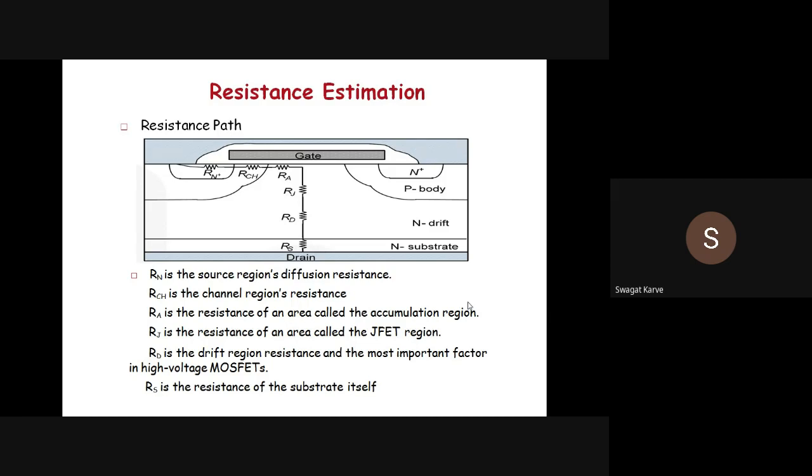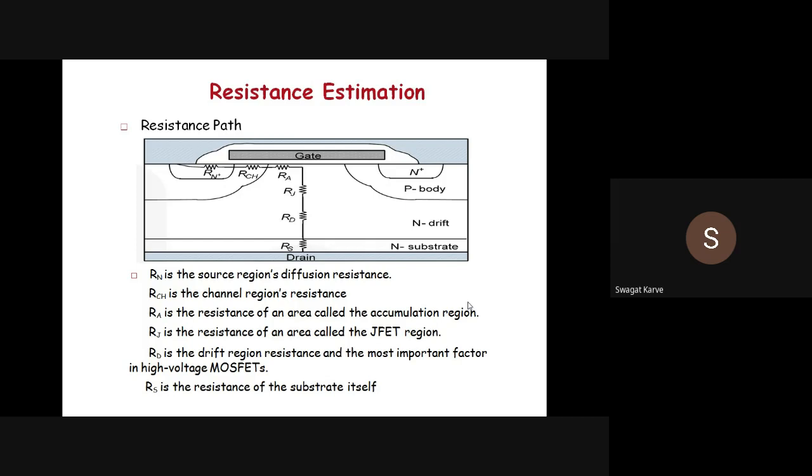Next is RA. What is RA? RA is the resistance of an area called the accumulation region. Resistance offered by the area of the accumulation region, right? As your accumulation region is large, RA is also large. Next, the resistance in series with RA is RZ. What is RZ? It's the resistance of an area called the Zephyt region. That is RZ.